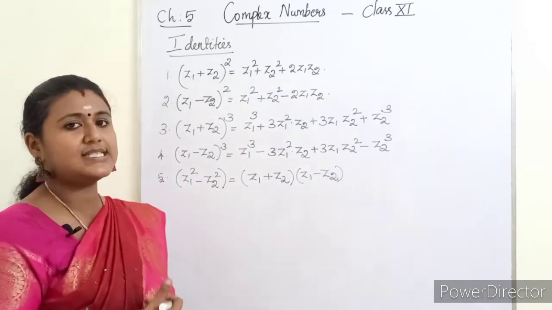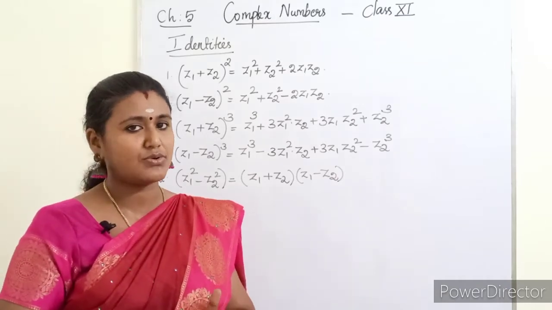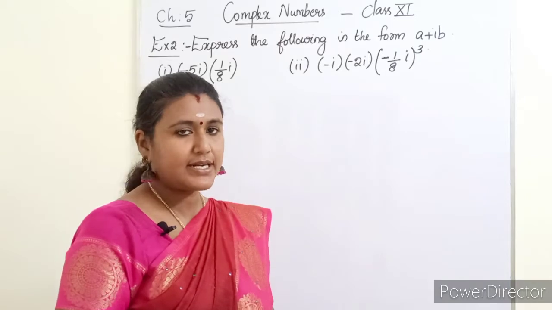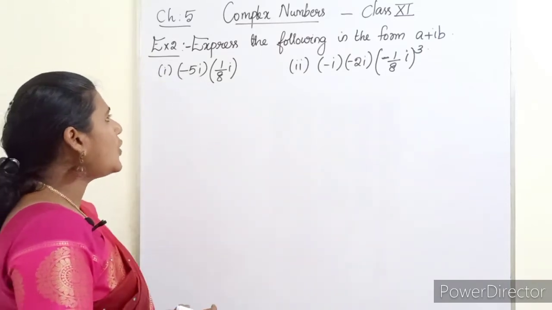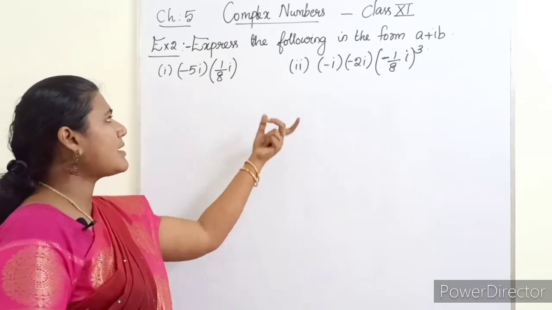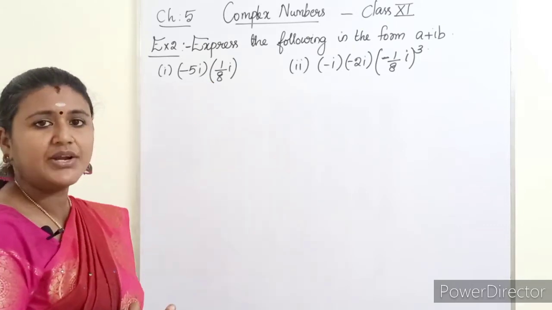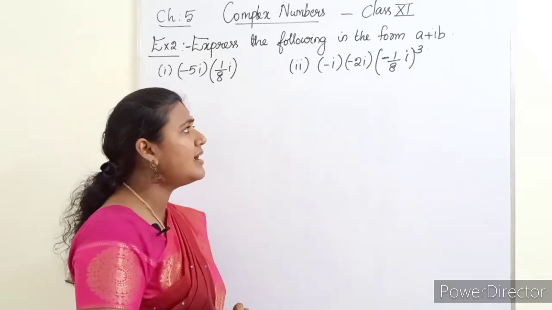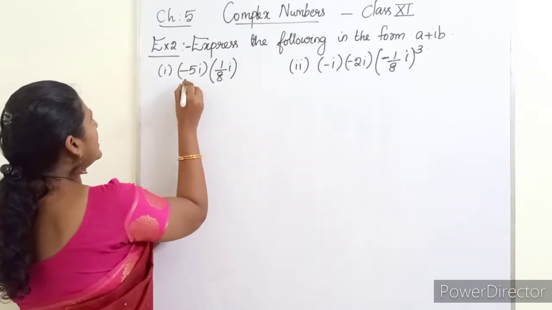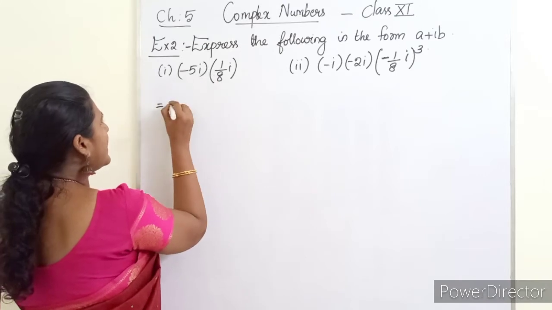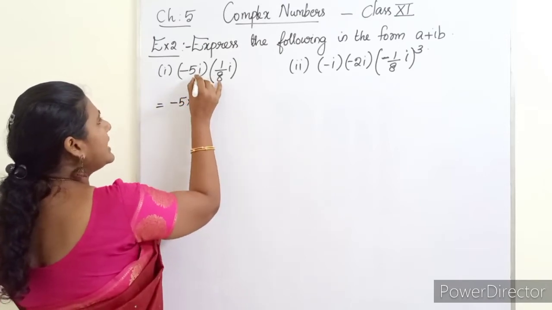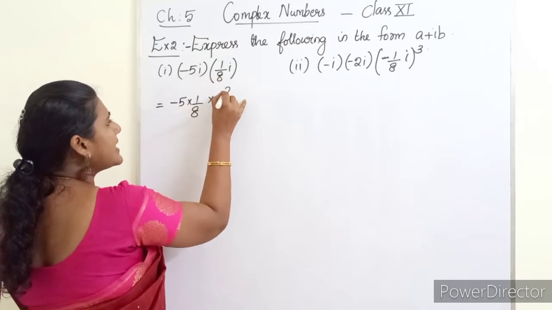So these are the important identities. These identities we will be using in different questions. So now we will see example 2, which is given in our NCERT textbook. Express the following in the form a plus ib. Here they have given some complex number multiplications. We have to express the answer in the form a plus ib. So we will see the first question. Here we will multiply the numbers, that is minus 5 into 1 by 8. Then i into i is i square.